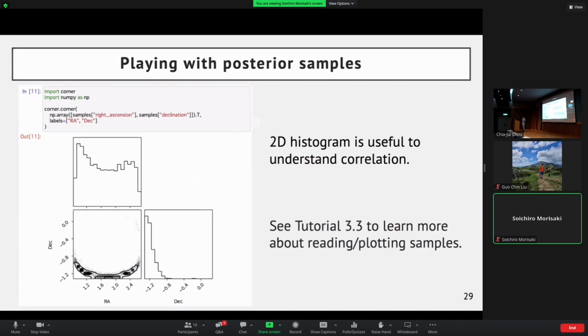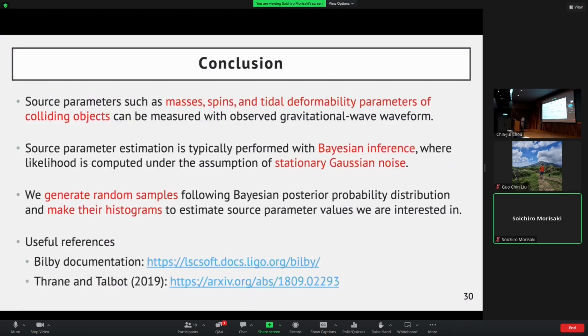Or if we are interested in the two-dimensional marginal distribution, then again, you can just read in two of the columns and make the two-dimensional histogram like this. And this two-dimensional histogram is very useful to understand the correlation of different parameters. And if we want to know more about reading and plotting samples, then you should go through the tutorial after the lunch break. Okay, this is a summary.